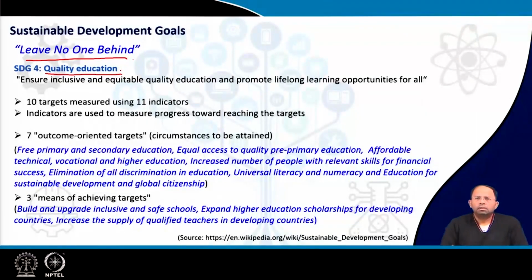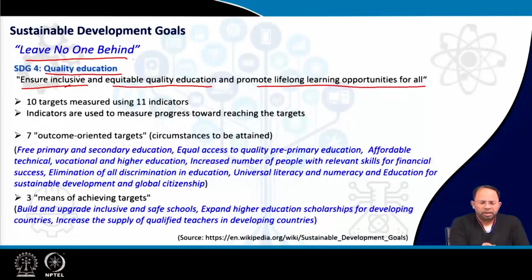Now, the overall statement for this goal is to ensure inclusive and equitable quality education and promote lifelong learning opportunities for all. So, this is a very broad goal. It has to be inclusive, equitable, quality education, and also promote lifelong learning opportunities, so that nobody is denied education at all. This broad statement has to be broken down into several targets. There are 10 targets, measured using 11 indicators.